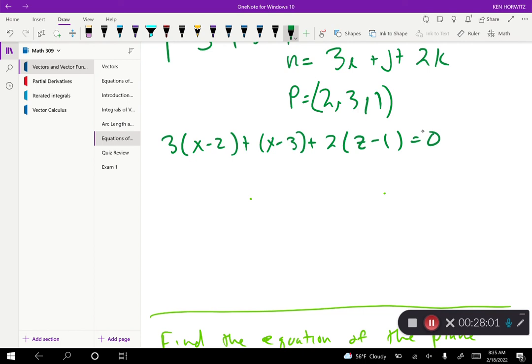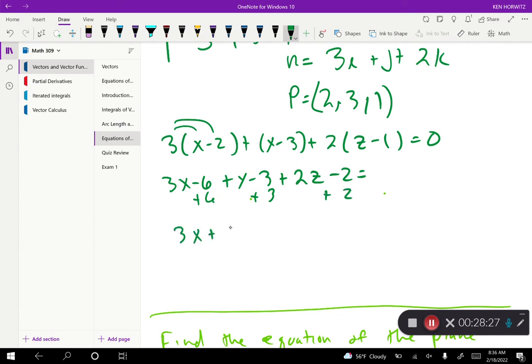All right, let's do a little bit of algebra and see how we wind up. So I got 3x minus 6 plus y minus 3 plus 2z minus 2. All right, so then I add, so I get 3x plus y plus 2z. 6 plus 3 is 9, and 2 is 11. So I wind up with an 11 there. All right, so let's move to the last problem.